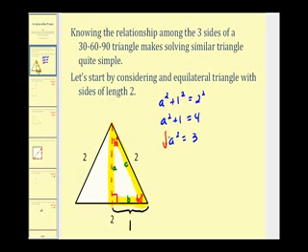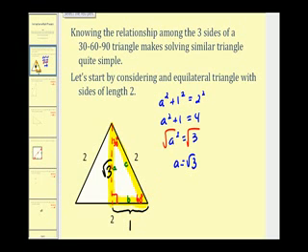Take the square root of both sides. We have A equals the square root of 3. So going back to our 30-60-90 right triangle, this leg has length 1, this leg here would have length square root 3, and the hypotenuse would have length 2. Now every 30-60-90 right triangle would be similar to this triangle here, and therefore the sides would be proportional.